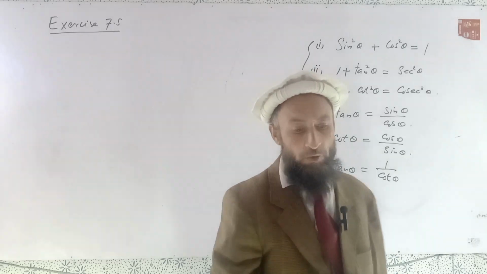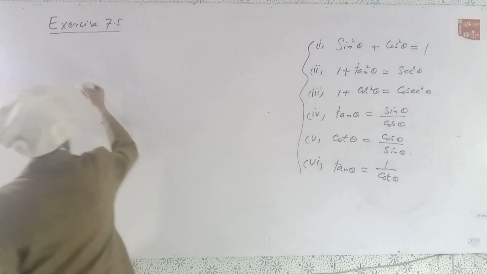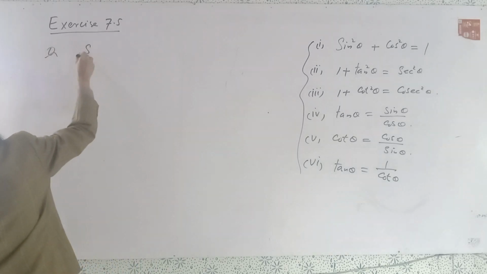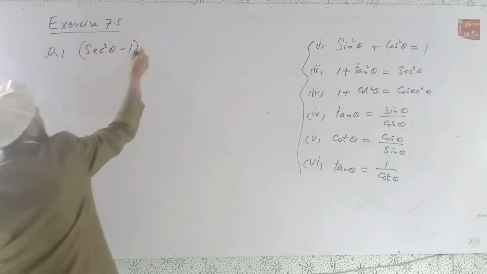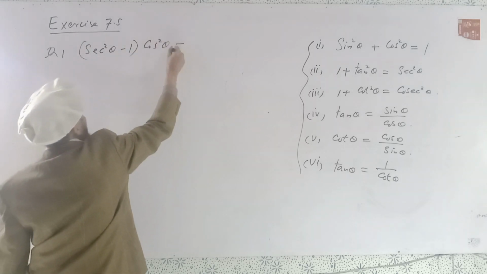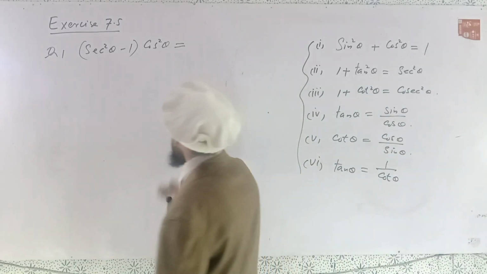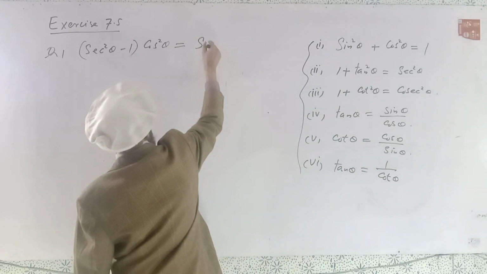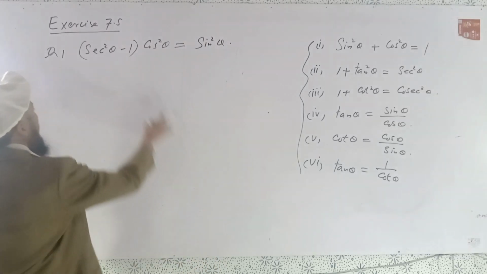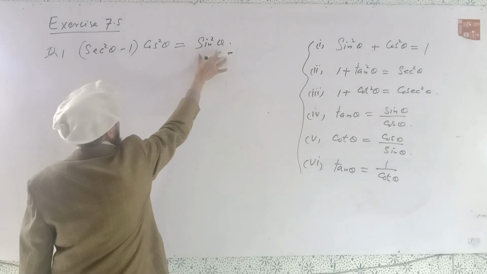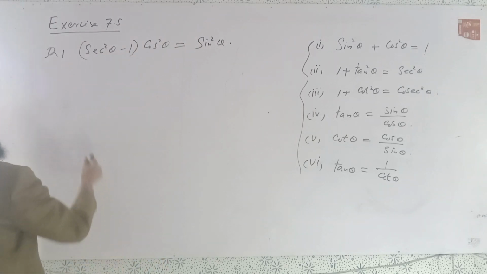We start from the first question. Secant square theta minus 1 into cos square theta is equal to sin square theta. We are taking left hand side. We want to prove sin square theta is equal to secant square theta minus 1 into cos square theta.